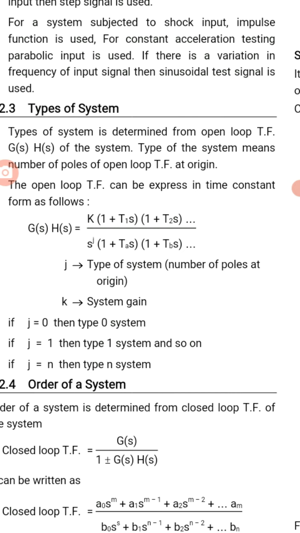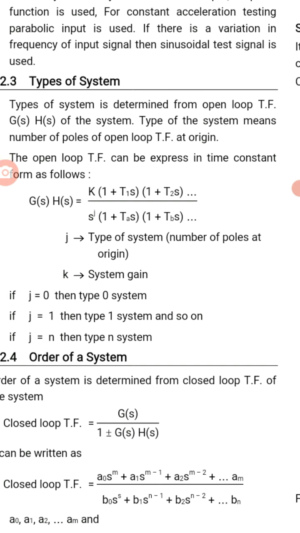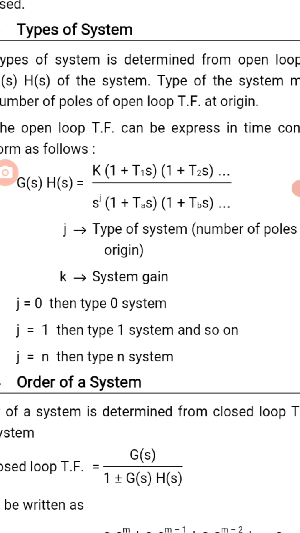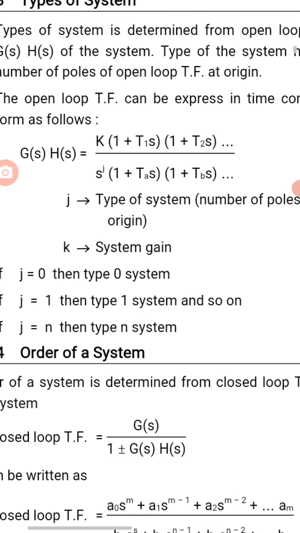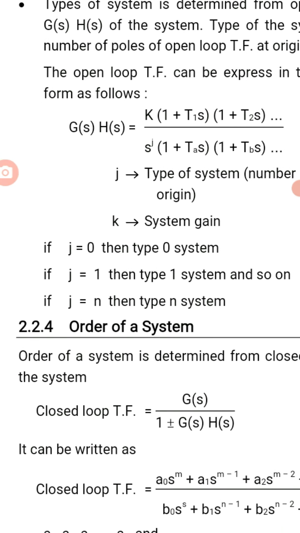The denominator of the closed loop transfer function is considered for recognizing types of system. If G(s) into H(s) is having the form K into (1 plus T1 s) into (1 plus T2 s) and so on, divided by s raised to j into (1 plus T s) into (1 plus Tb s) and so on, then if j is equal to 0, it is a type 0 system.